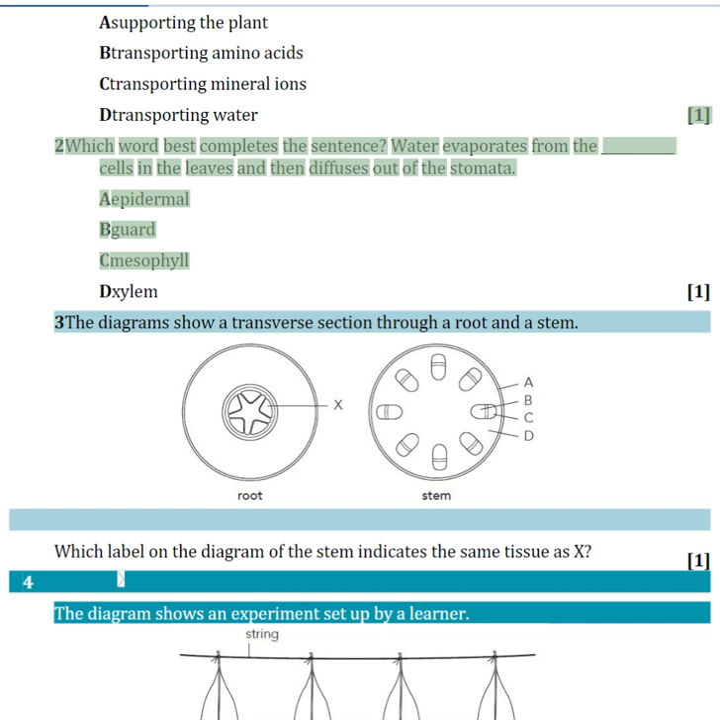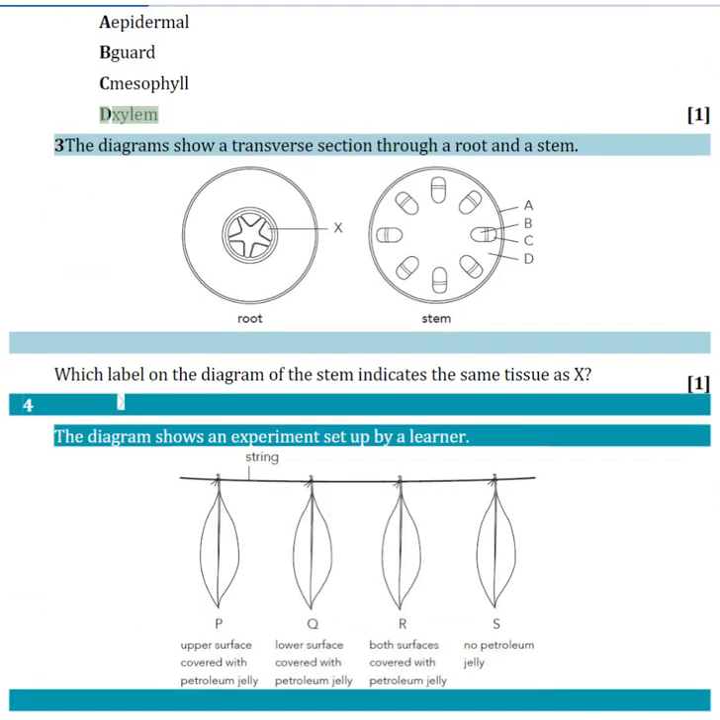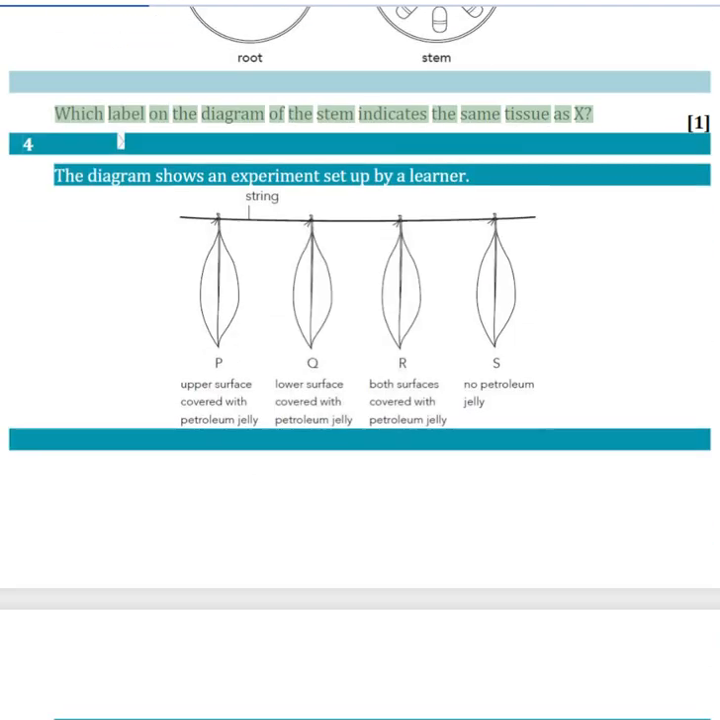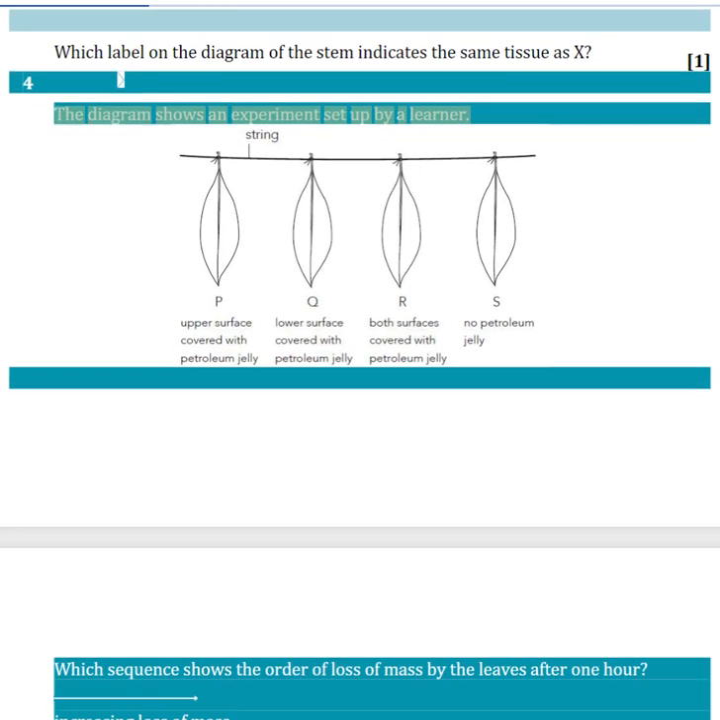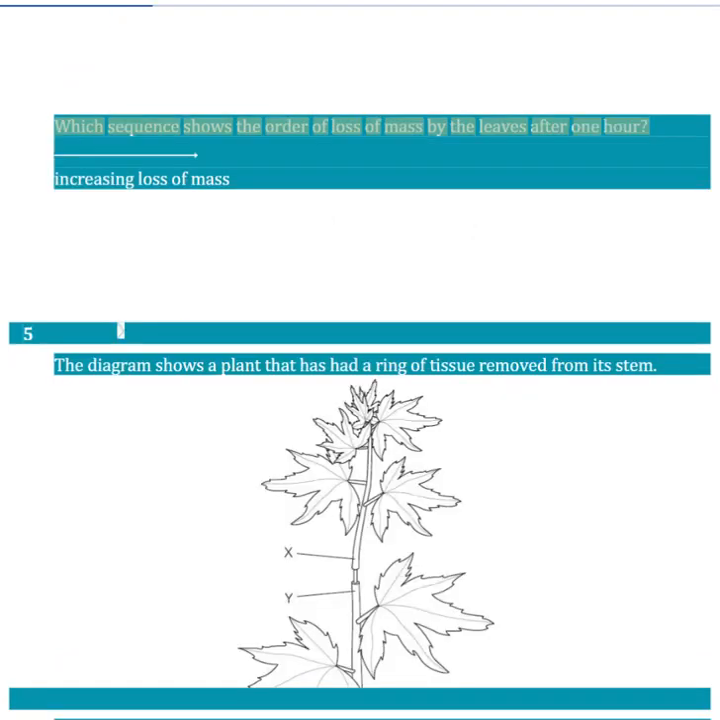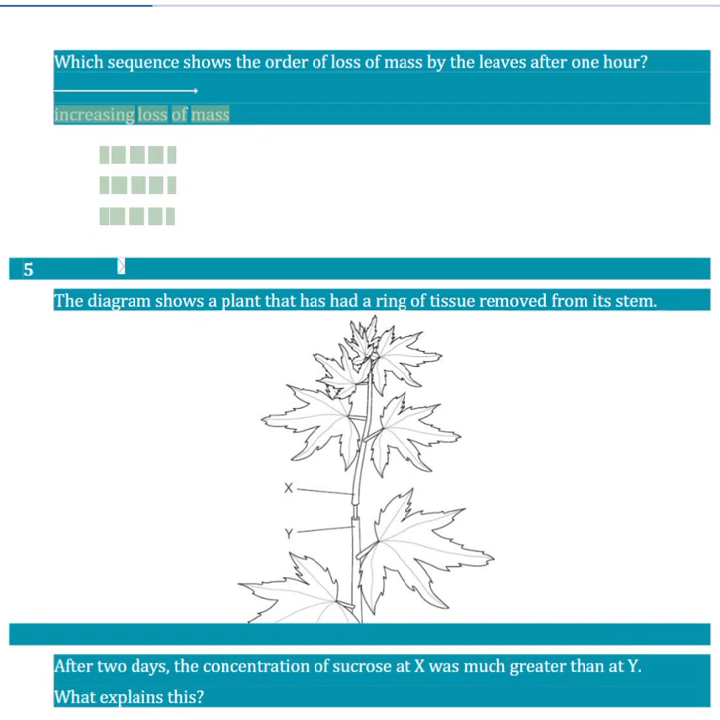Water evaporates from the cells in the leaves and then diffuses out of the stomata. A. Epidermal. B. Guard. C. Mesophyll. D. Xylem. 3. The diagrams show a transverse section through a root and a stem. Which label on the diagram of the stem indicates the same tissue as X? 4. The diagram shows an experiment set up by a learner. Which sequence shows the order of loss of mass by the leaves after 1 hour? Increasing loss of mass: A. P, Q, R, S. B. Q, R, P, S. C. R, Q, P, S.